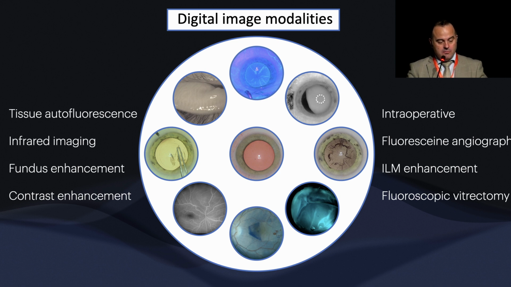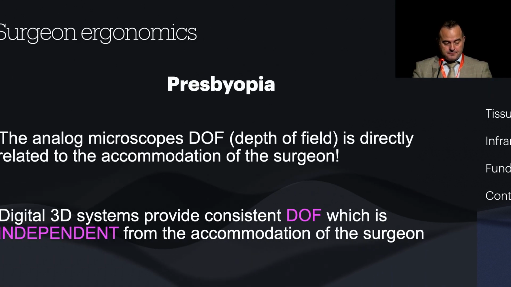For example, we might have tissue autofluorescence, infrared imaging, fundus enhancement, contrast enhancement in different structures, even intraoperative fluorescein angiography, which is already functional data. So it's something else than an image. Of course, ILM enhancement techniques and fluoroscopic vitrectomy.